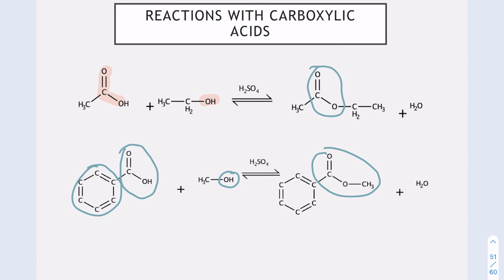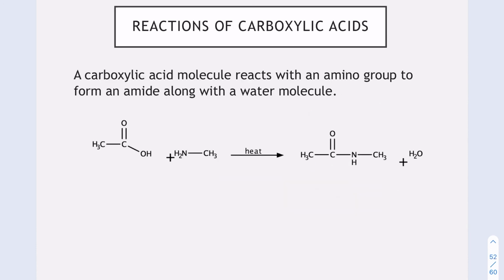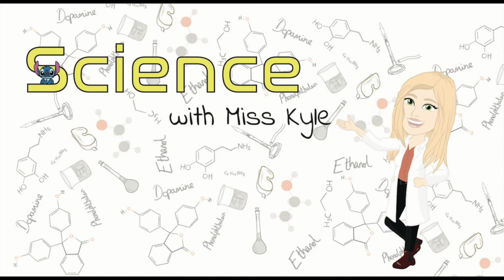so your C6H5. You can also make an amide link here as well, by reacting your carboxylic acid with an amino group, so something like your NH2, to form this bond here as well. And that's a quick introduction to naming haloalkanes, looking at ethers and some reactions that carboxylic acids can undergo.